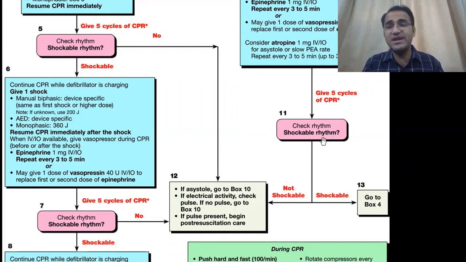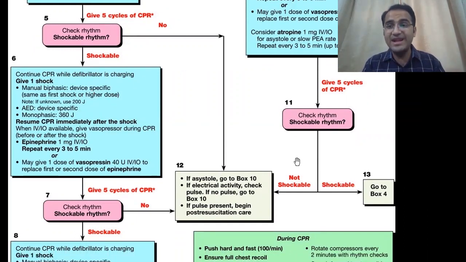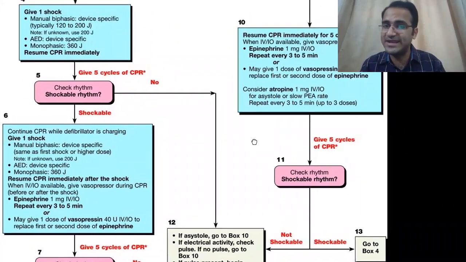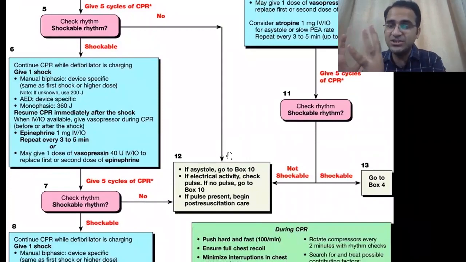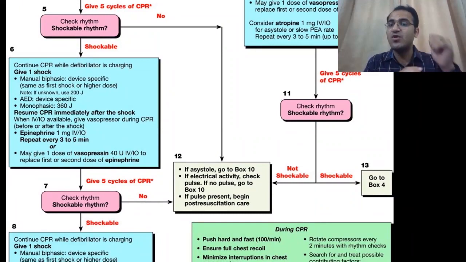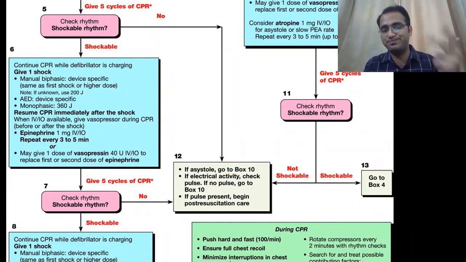You check the rhythm, and if it is shockable, then you follow the same protocol as we followed in the shockable rhythm. And if it is not shockable, then you have to continue the CPR as we did in box number 10. So CPR and epinephrine are the main treatment in non-shockable rhythms. In shockable rhythms, we also give shocks with it. We also give amiodarone. We also give epinephrine.